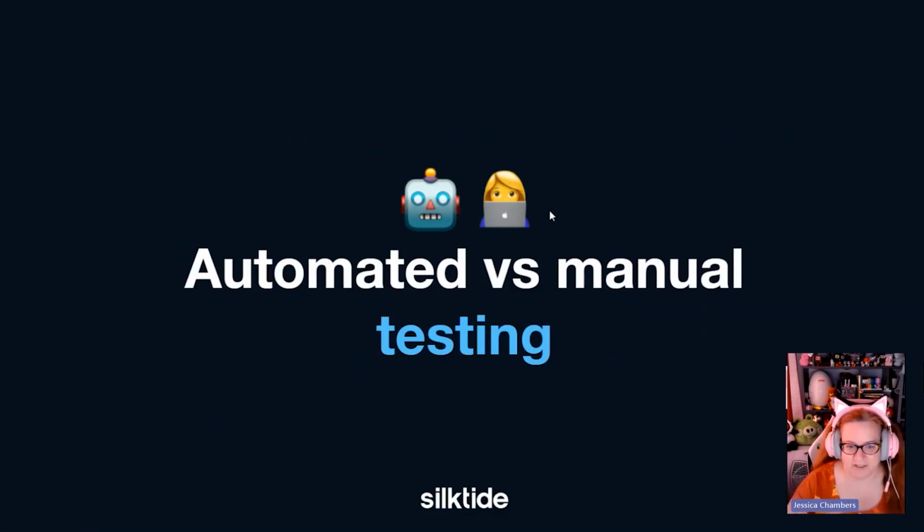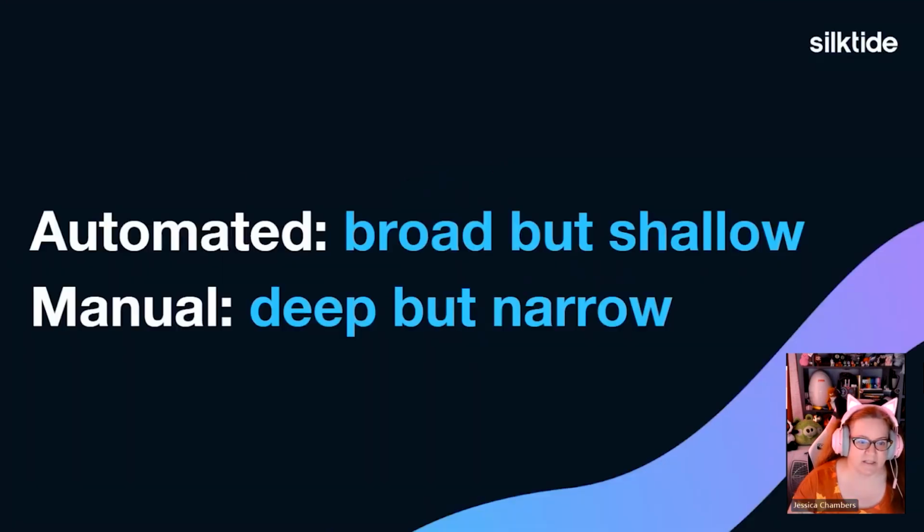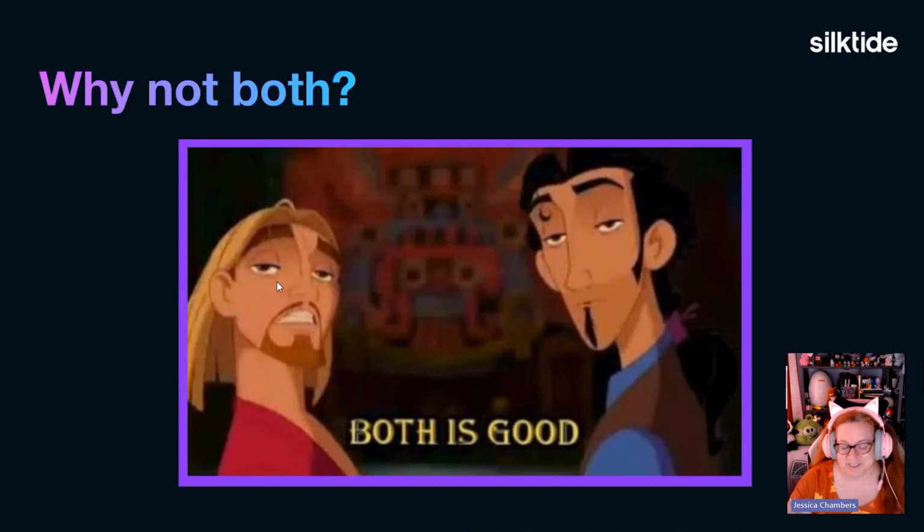So when I think of automated versus manual testing, a lot of times people actually say, which one's the right one for me? I think of it this way. Automated testing is really broad, but really shallow, right? Whereas manual testing is really deep, but really narrow. And the reality is, you should do both. The image is a screenshot from El Dorado, and it says both is good.